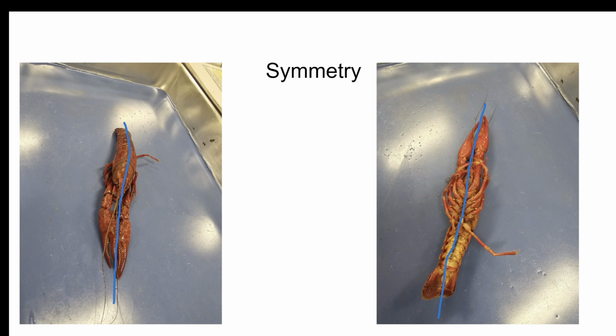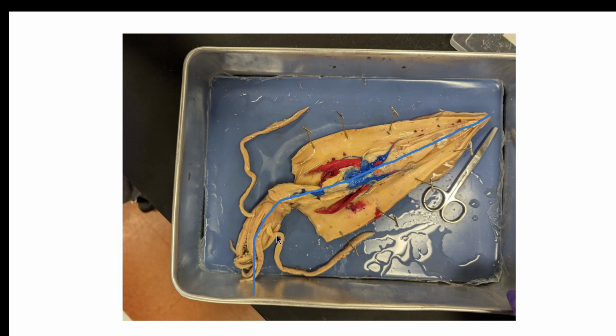Let's move on to the squid. I also drew a line straight down the middle of it. I did this to show that just like the crayfish, both the left and right halves of the squid are mirror images of each other. This means that it is also bilaterally symmetrical.